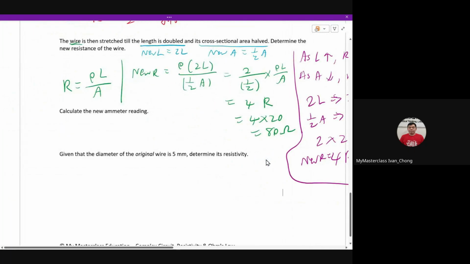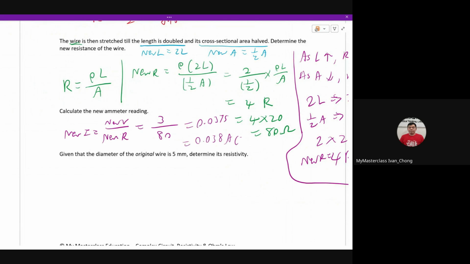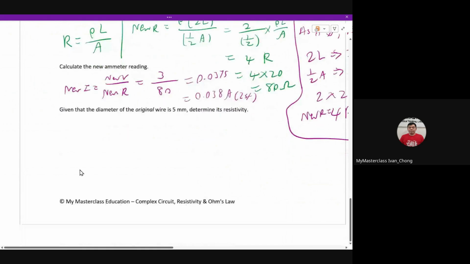Don't need the R. If you want to find your new I, I'll need to use new V and new R. V didn't change because I'm still using the same battery itself. So I'm still 3, and now I divide by 80. So what's your value? 3 divided by 80, I'll get 0.0375. Depending on some schools, you might need to round it up. Current is 2SF. Some schools may use 3SF, some will use 2SF, but typically most schools will use 2SF. That is for the students who have this part in their notes.